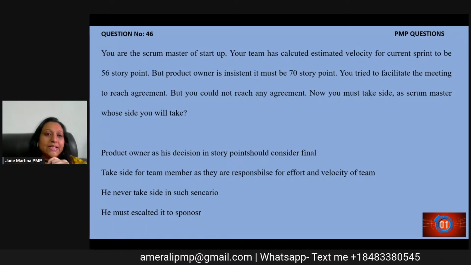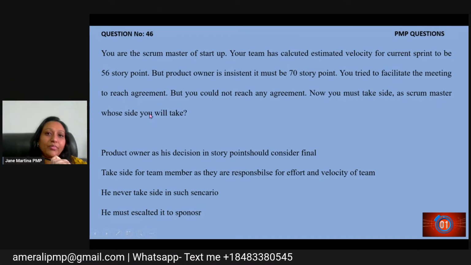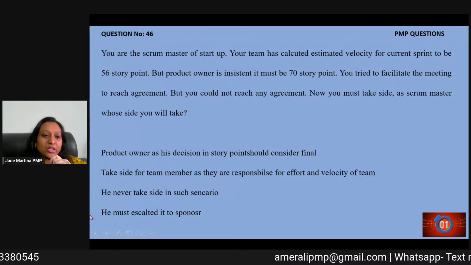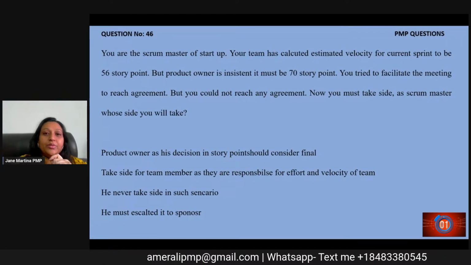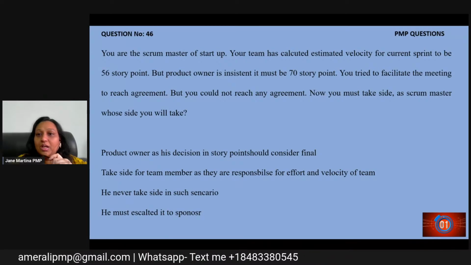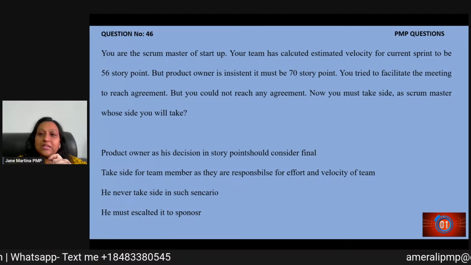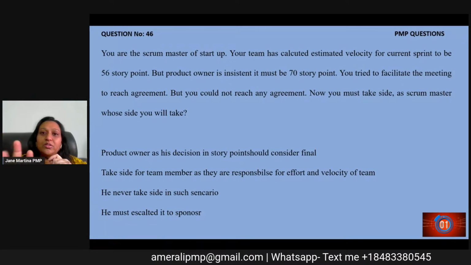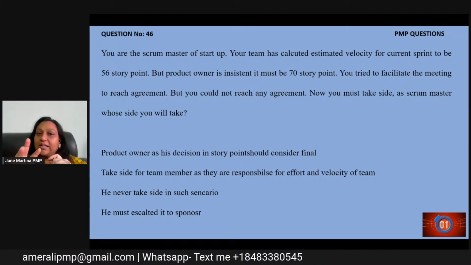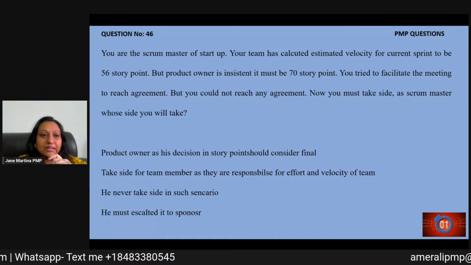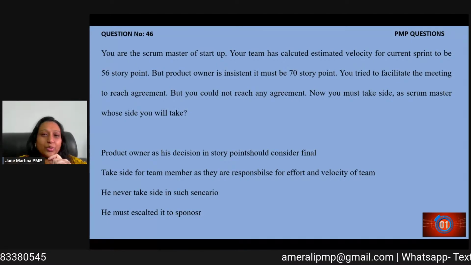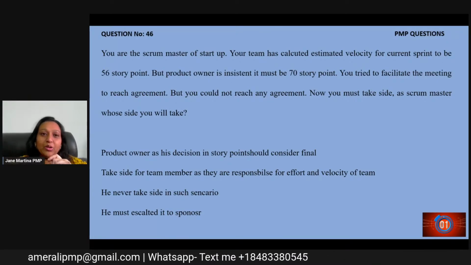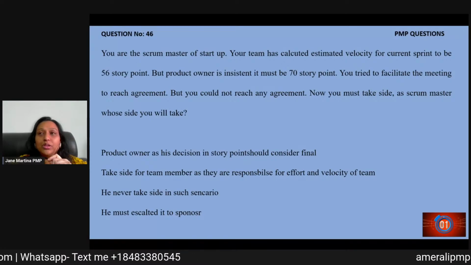Okay. So let's decode the question. This question is first identified as an agile project question. The first step is to identify the project cycle. And now we are going to read the last line of the question. Now you must take side as Scrum Master, whose side will you take? So it is very clear that you have to position this question under agile. Then third is you need to identify the keywords or the exact problem. So here the problem is about estimating the velocity of the team, of how much work they can do. So yes, that is done.